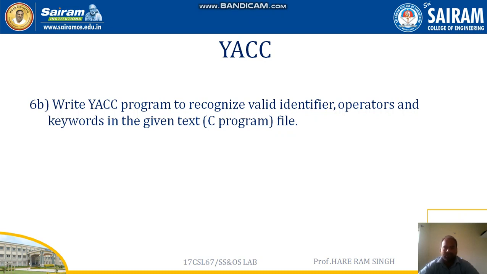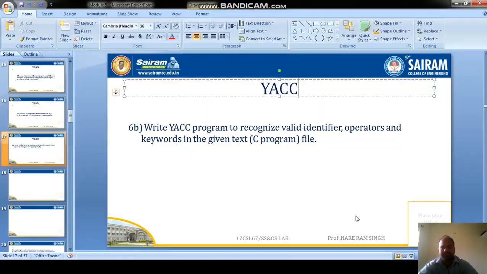In a C program file, we write different identifiers, operators, operands and keywords. Identifiers are nothing but variables, which we define to assign values. Operators are plus, minus, into, division, and keywords are if, else, void, main and all these things. So we have to recognize all these things in a C program file. For that, we have to write a Yacc program, so let us execute this program.